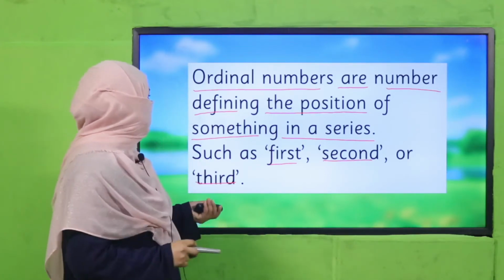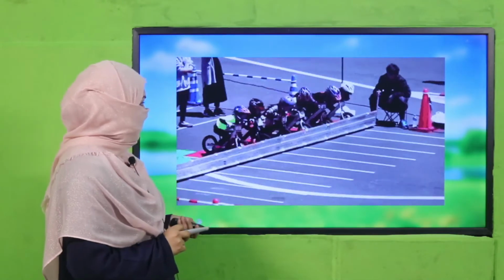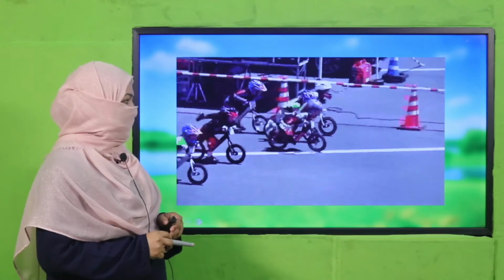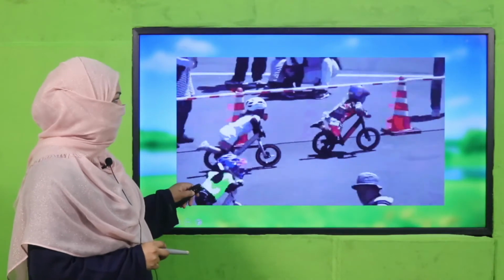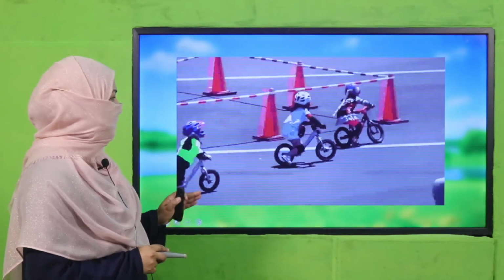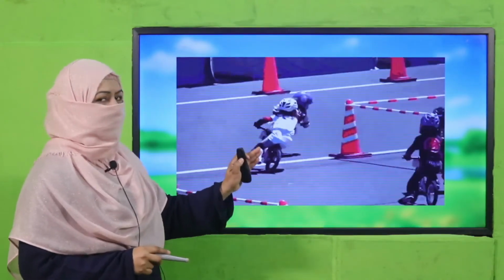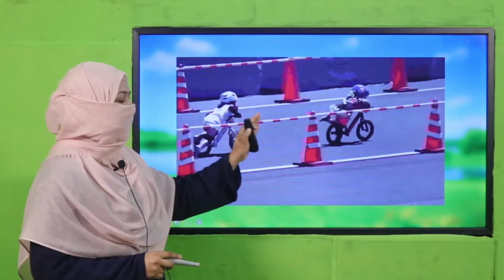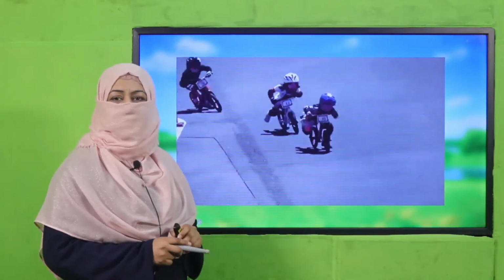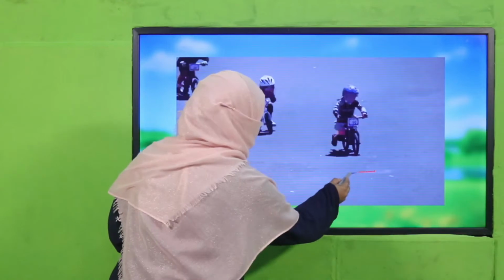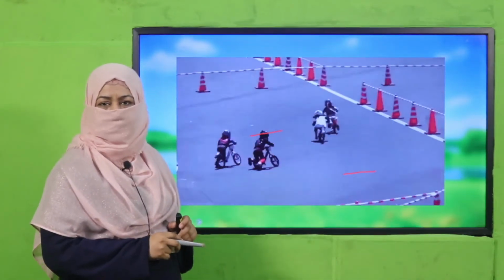Okay, I want to show you a few things to clear your concept. Look at this video. Now you see there is a race going on, and among all these children, there are positions. The one who is leading, that child is first, then second, then third. This is how in a group, the places which define who is where are first, second, third. You see, this is how we find the ordinal number, right?